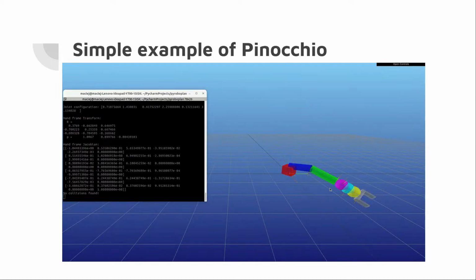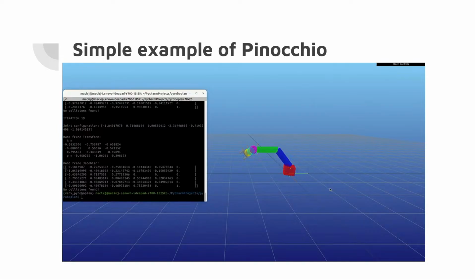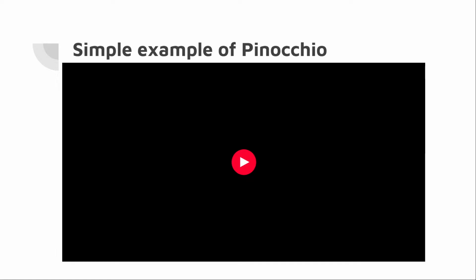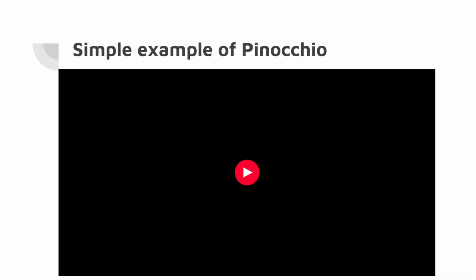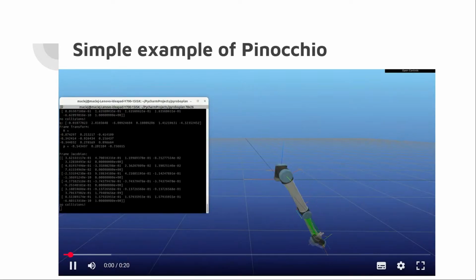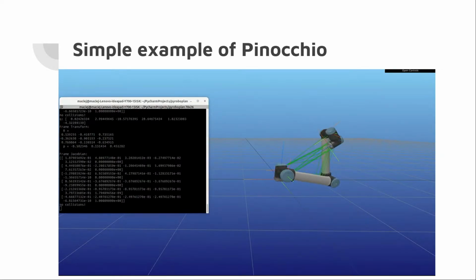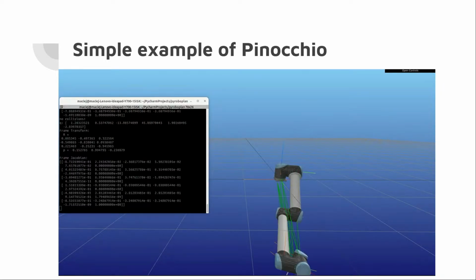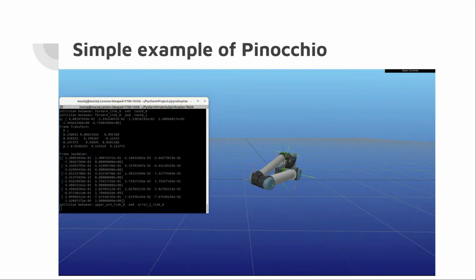Inspired by Pinocchio. Another example, here we have industry robots, say UR10, the same data in the console, and we have those blue and green lines which represent distances from the base of the robot to every robot part.